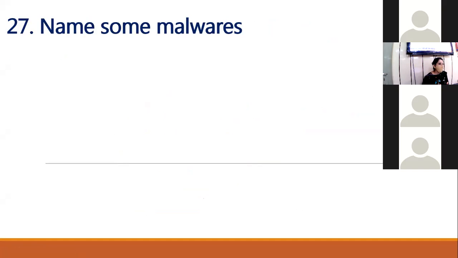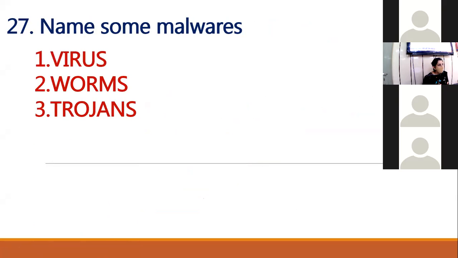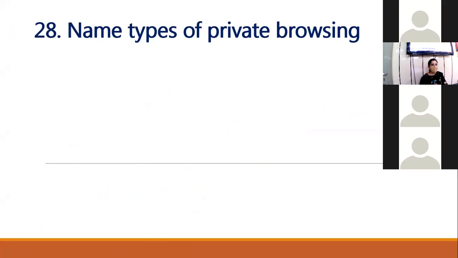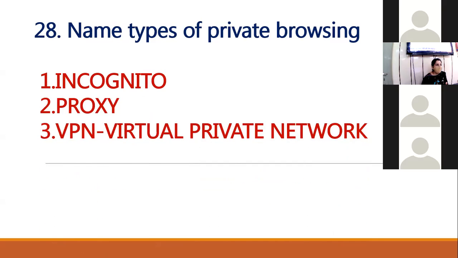Name some malwares. Virus, worms, Trojan horse, spyware, adware, phishing, ransomware. So all these are the types of malwares. The types of private browsing: incognito, proxy, virtual private network. So these come under the types of private browsing. And the two types of browsing: anonymous browsing and private browsing. So that's all for this.